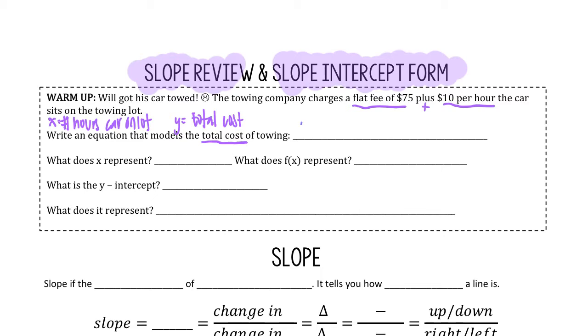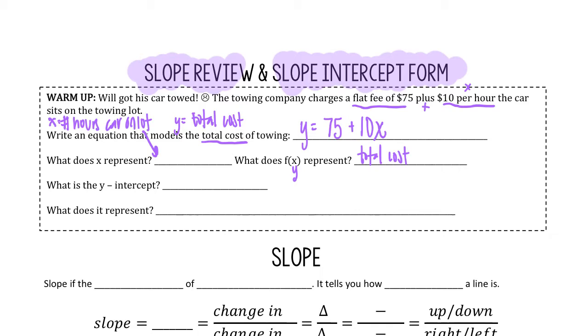You should come up with an equation of Y, the total cost, is equal to the $75 flat rate fee, plus $10 per hour. Per, remember, means multiply. $10 times the number of hours that the car is on the lot. Oh, we just found what the X represents, and the Y is the same thing as f of X. It's the total cost.